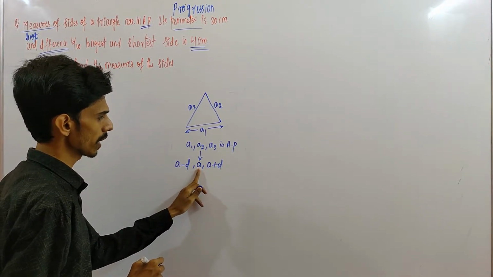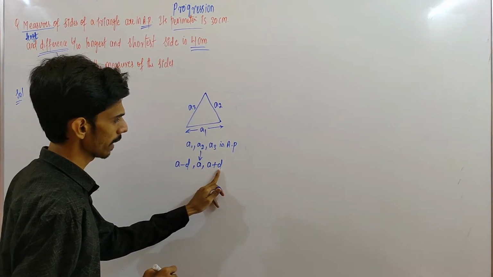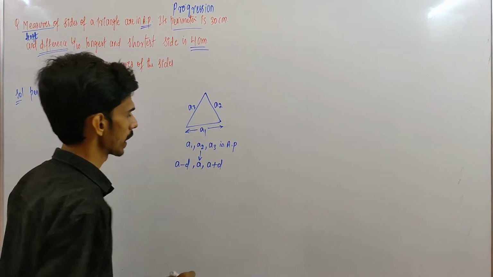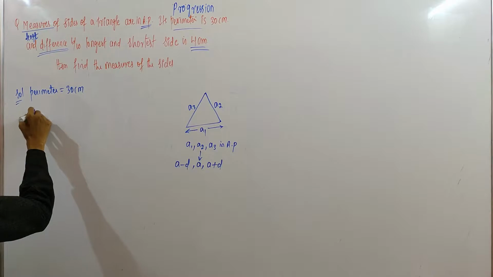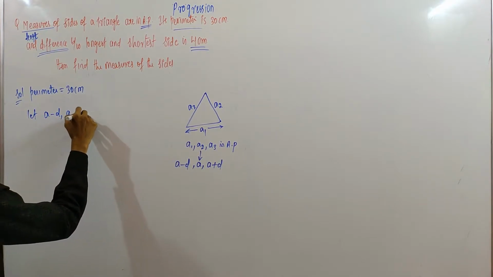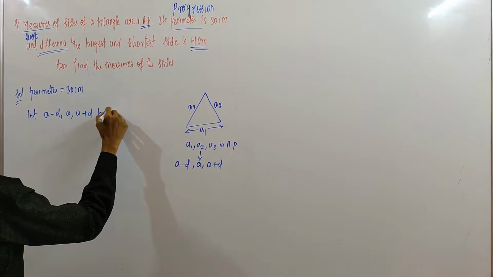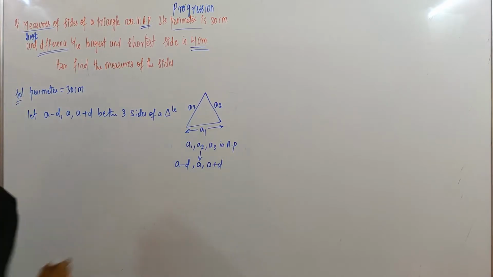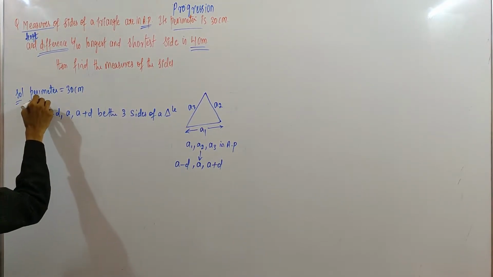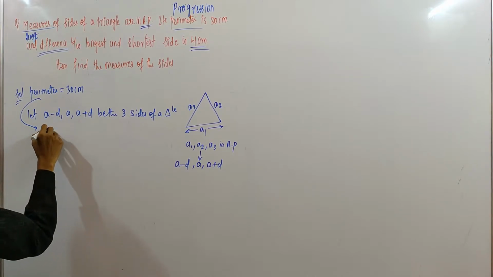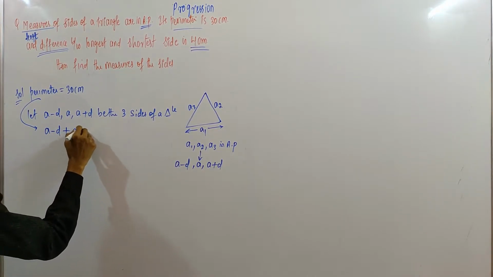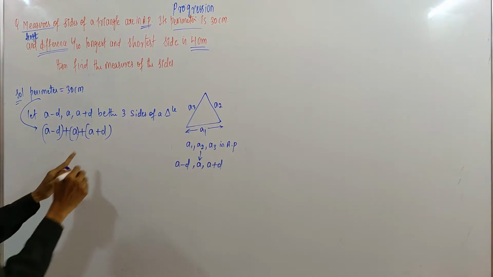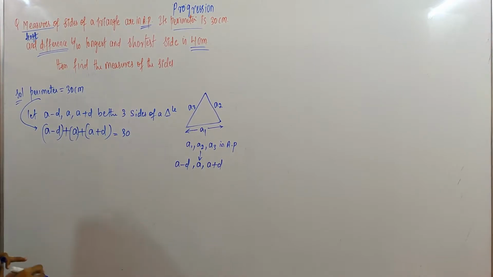Assume the middle is A, add a common difference to get the third and subtract common difference to get the first. So we will get three terms. Let A minus D, A, A plus D be the three sides of a triangle. Here perimeter is given. Perimeter means sum of sides. So it is given as A minus D plus A plus A plus D. The sum will be 30 centimeter.